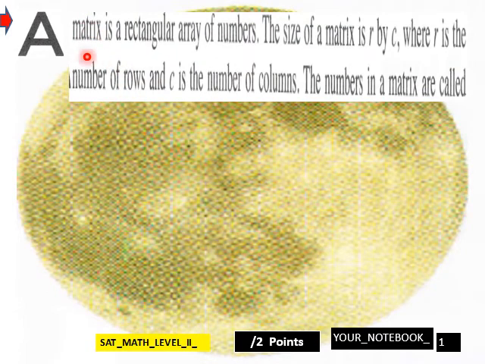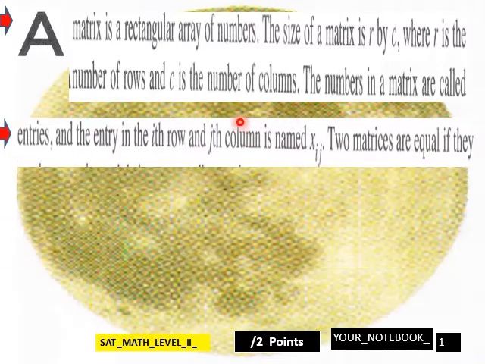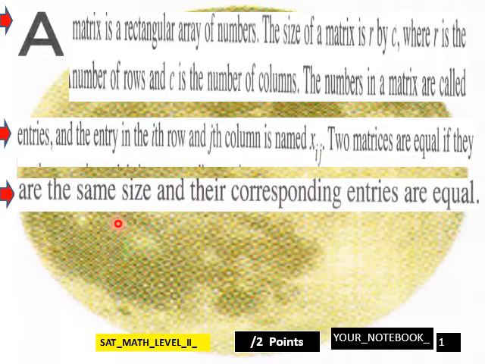And we start out here with a matrix. A matrix is a rectangular array of numbers. The size of a matrix is R by C, where R is the number of rows and C is the number of columns. The numbers in a matrix are called entries, and the entry in the ith row and jth column is called Xij. Two matrices are equal if they are the same size and their corresponding entries are equal.